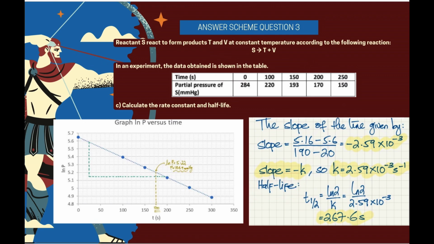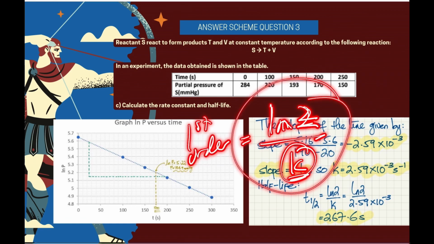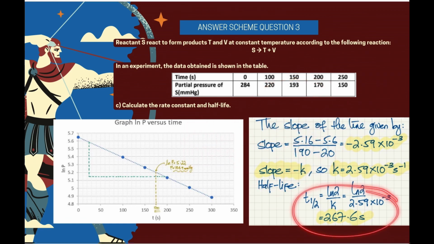And last but not least, to find half-life, kita kena tahu formula, ni kena hafal formula ya. Kalau first order, kita tahu sudah first order kan, so formula half-life adalah ln 2 over K. K adalah rate constant yang kamu dapat tadi. And make sure ada unit. No unit, no mark. Alright.